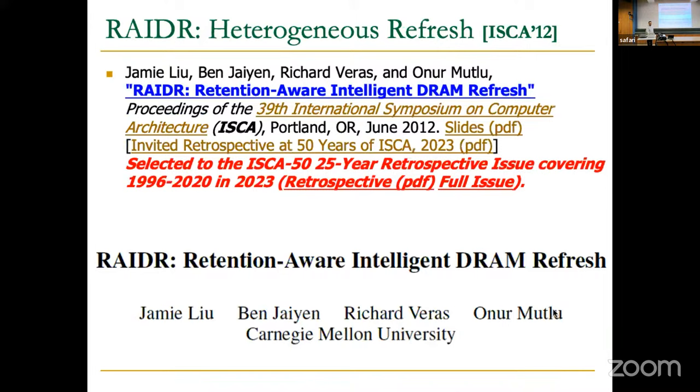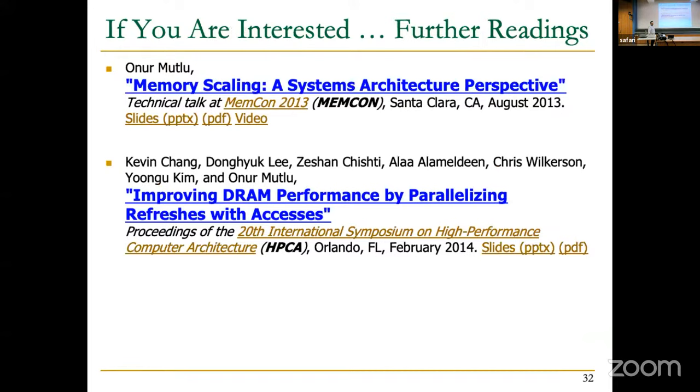And if you're interested, there are other papers on similar topics. This paper talks about memory scaling from the architecture perspective. And this one is improving the DRAM performance by parallelizing refresh with access. Actually, we will talk about another paper. This paper was published in HPCA in 2014. It's a very neat idea.